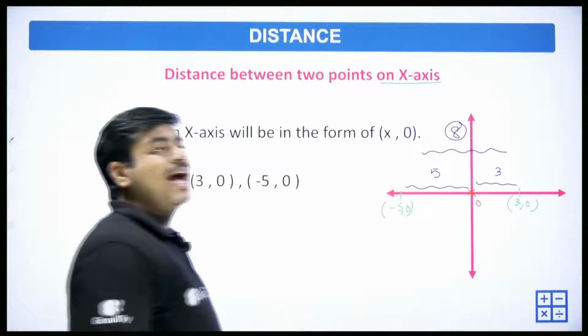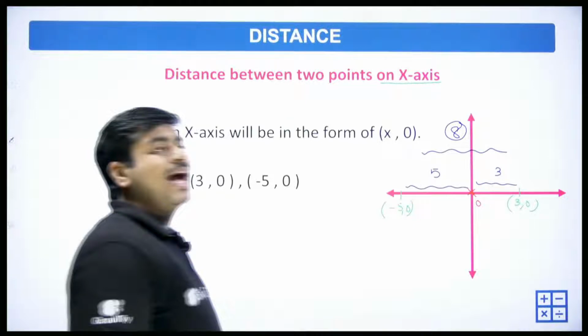The distance is minus 10? No, the distance is 10. You need to keep modulus. Modulus of minus 10, if you get, you should not consider the negative value. You should directly consider the positive value. The positive value is 10.